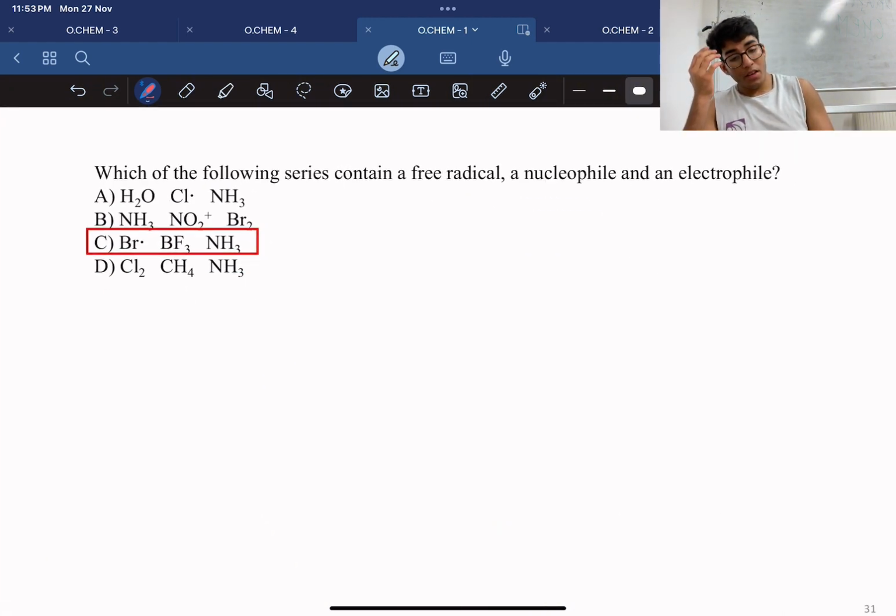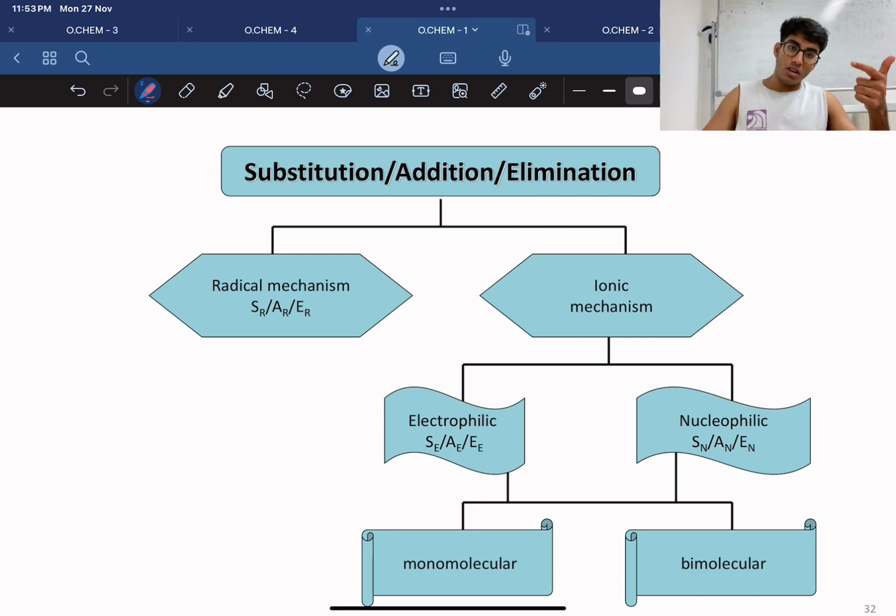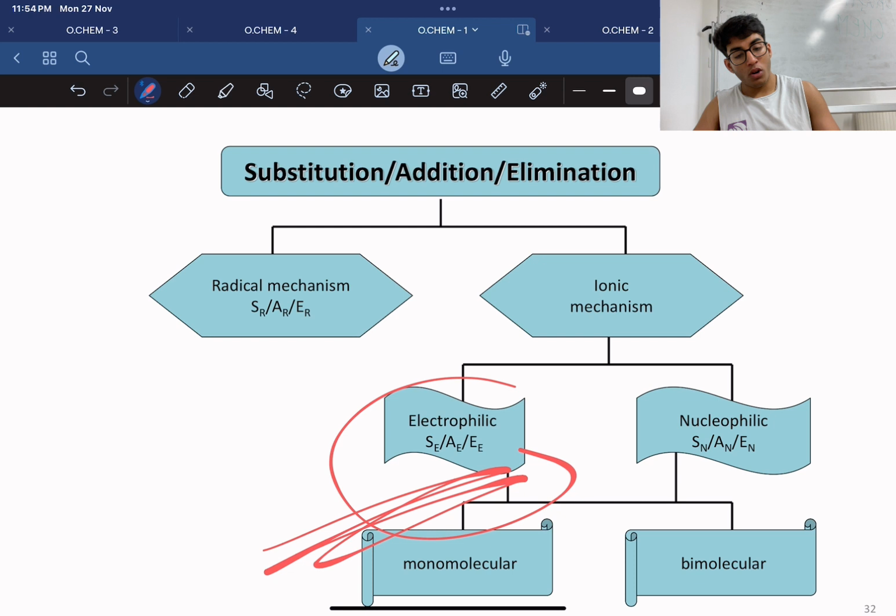Now, this is a simple question. Now we know what substitution, addition, and elimination are. We know what an electrophile and a nucleophile are and what a radical is. Combine all that knowledge to answer questions like this. So electrophilic can have 3 branches now. What are those 3 branches?